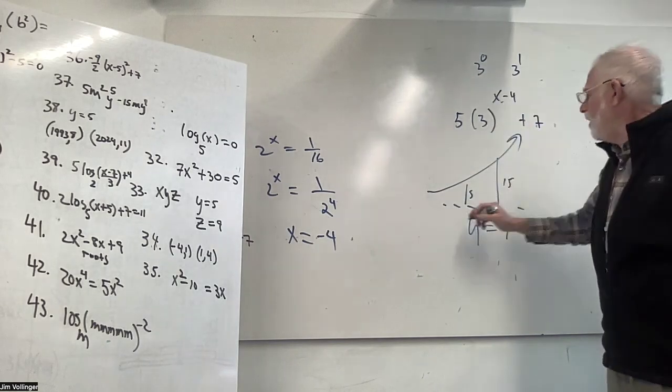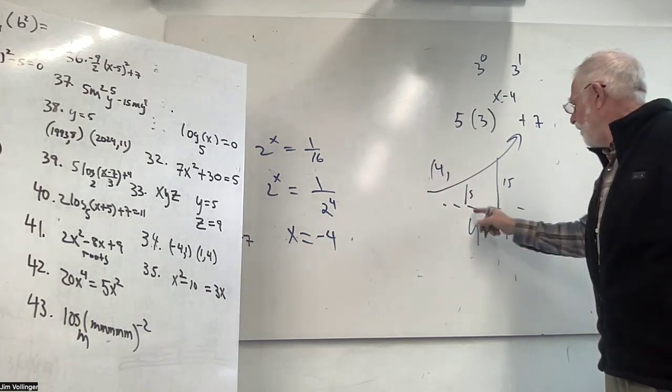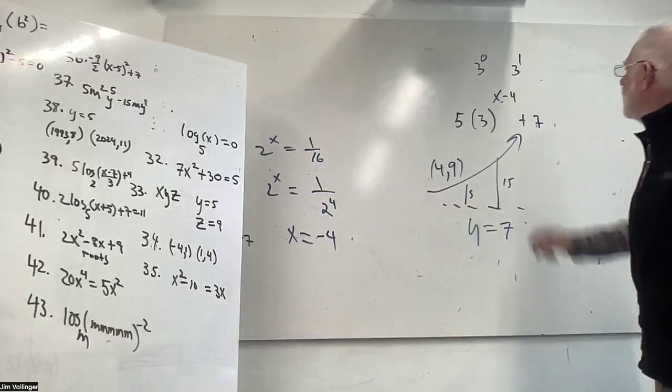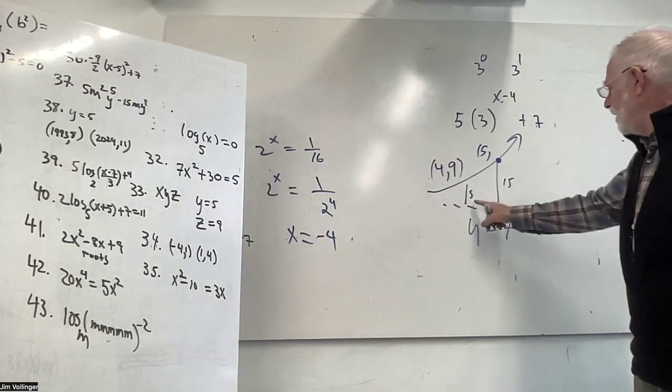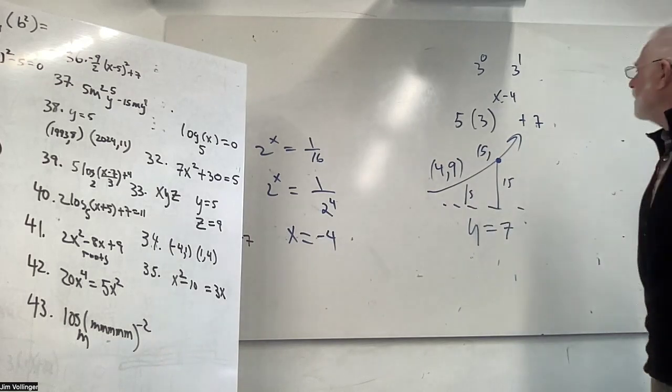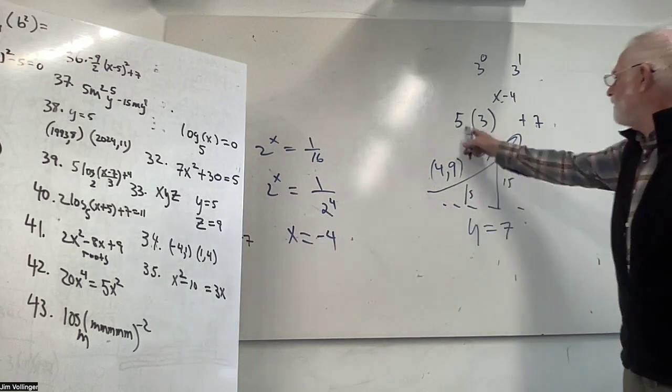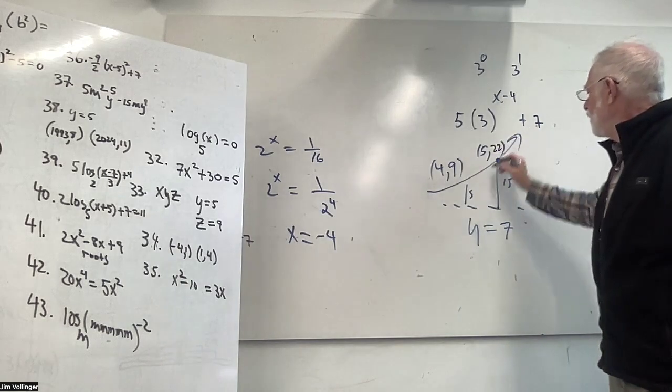And if I want a 0, then I want a 4. And 4 plus 5 is going to get me 9. And if I want a 1, I want a 5. I hate the fact that I've given you anything that repeats here. 5 gets me 15 plus 7, 22.